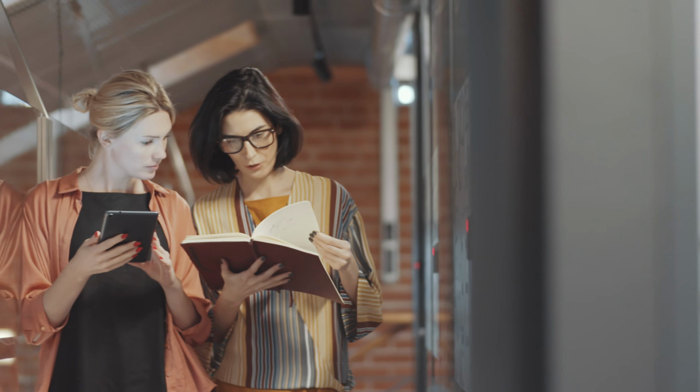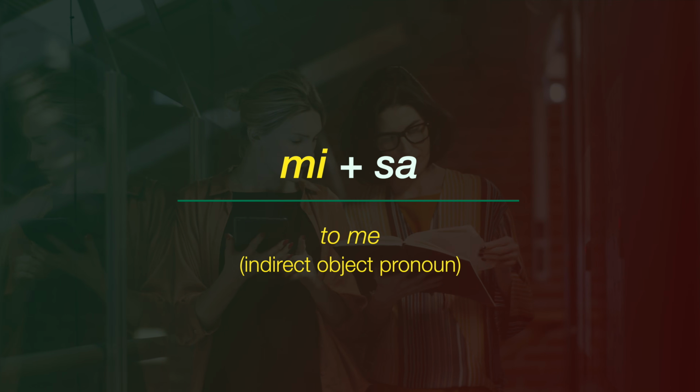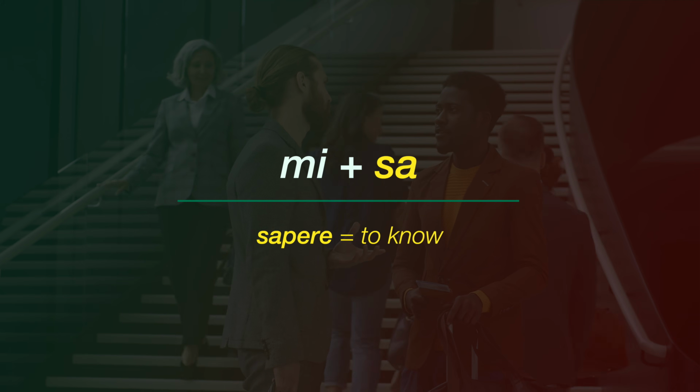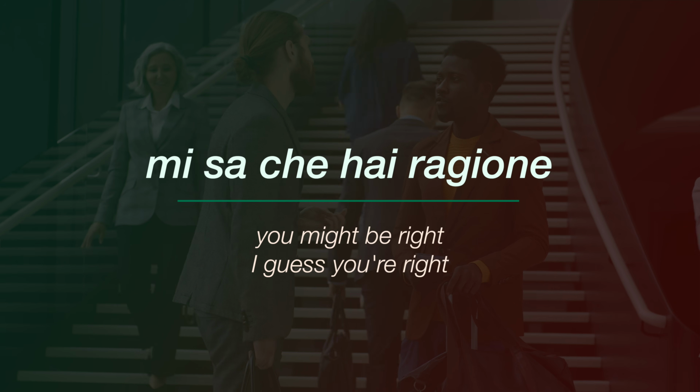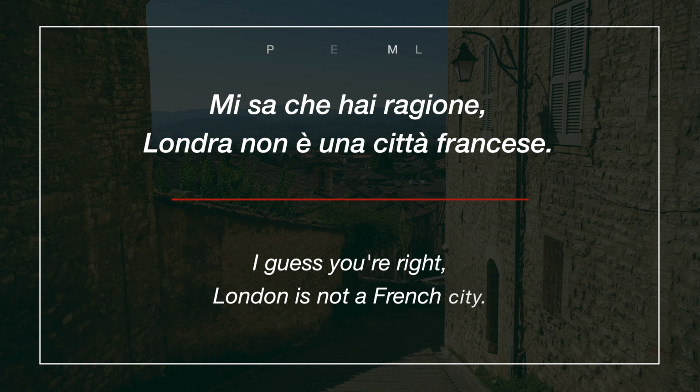If you want to say "you might be right" or "I guess you're right," you can use the indirect object pronoun mi and the third person singular of the verb sapere, which is sa, to form the phrase "Mi sa che hai ragione." "Londra non è una città francese." I guess you're right, London is not a French city.